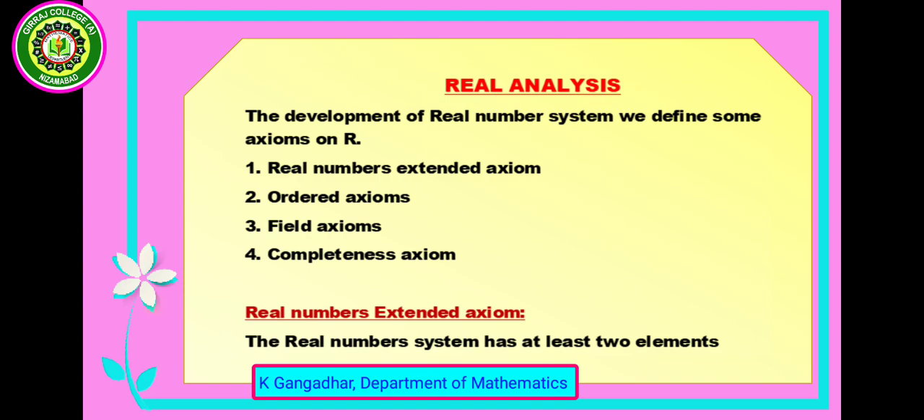So now the real numbers extended axiom. The statement is: the real number system has at least two elements. So it is the extended axiom.